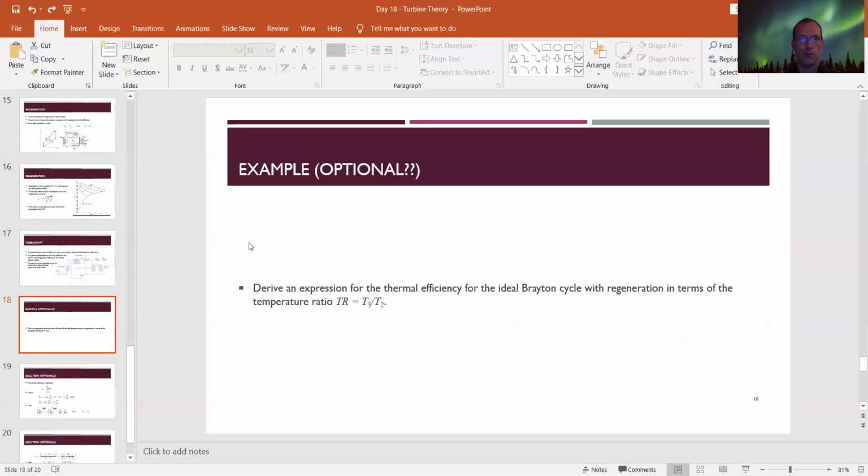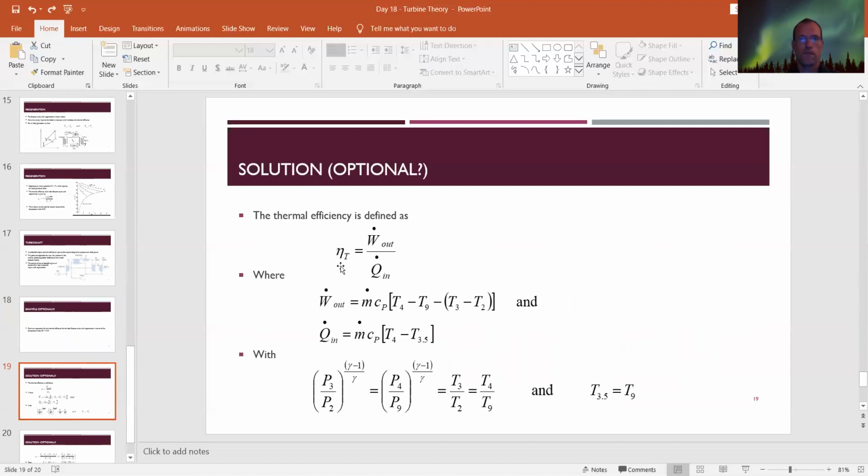So for an example, to finish this off, I want to derive an expression for the thermal efficiency for the ideal Brayton cycle with regeneration in terms of this temperature ratio, T3 over T2. A lot of what we did today dealt with the pressure ratio, which is P3 over P2. Now I want to do it in terms of the temperature ratio. So thermal efficiency, again, W dot out over Q dot in. W dot out, same as before, m dot Cp, (T4 minus T9) minus (T3 minus T2). Q dot in, m dot Cp. I'm dealing with the regeneration case, so I have T4 minus T3.5 instead of T3.